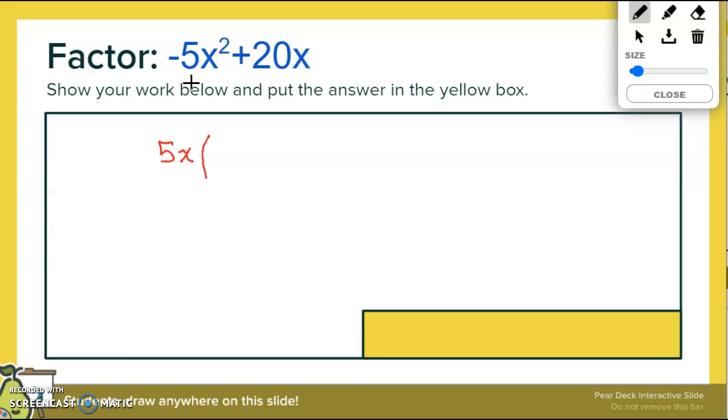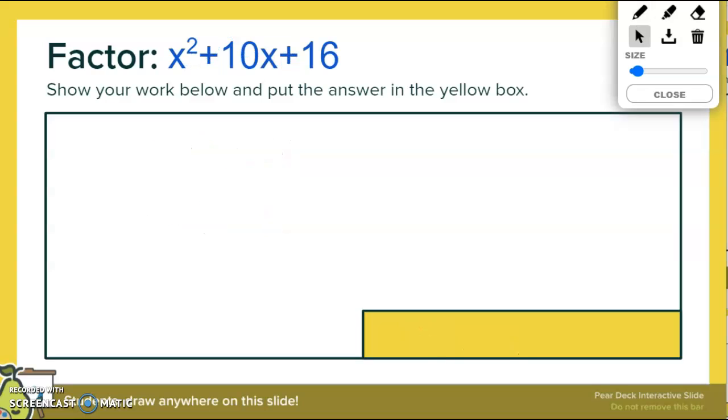Okay, then I've taken out 5x. 5x times what is negative 5x squared? That's going to be negative x. Okay, and then 5x times what is 20x? That's going to be plus 4. And we're done. So the answer is 5x times negative x plus 4. Alternatively, you could have also taken out negative 5x, and you could have negative 5x multiplied by x minus 4. That would also work too.